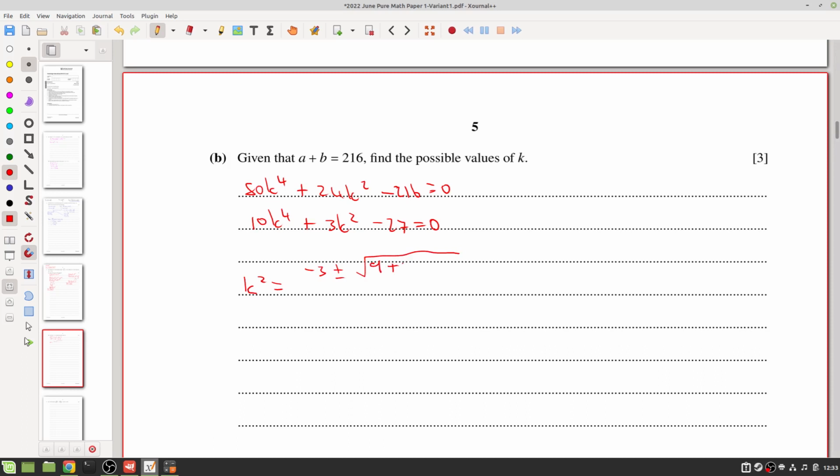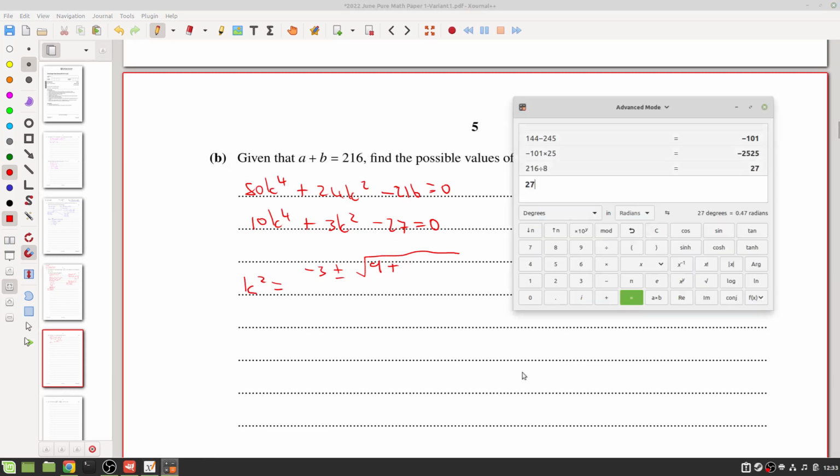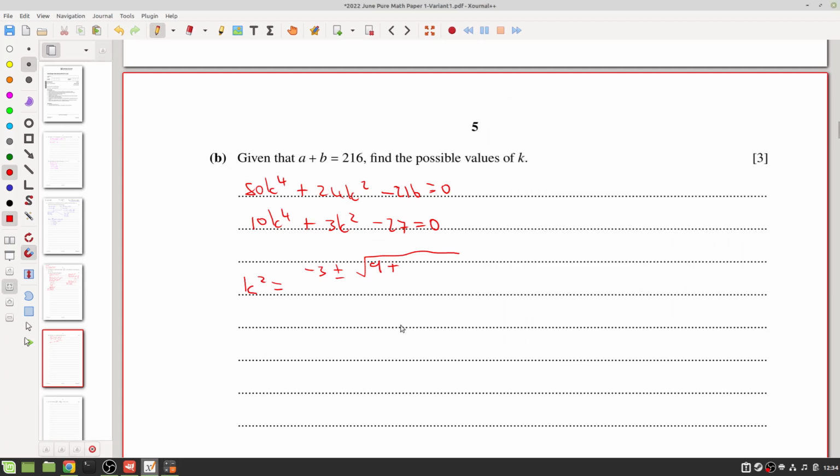minus 4ac. So 10 times 27 is 270, times 4 is 1080. Let me again do this on the calculator, times 4 times 10, 1080. Okay, so plus 1080, and the plus is because it's minus 4 times minus, so minus minus makes a plus. Okay, over 2a, 2 times 10 is 20.